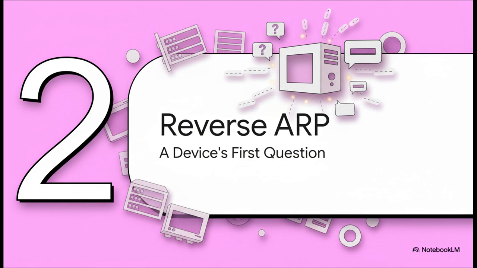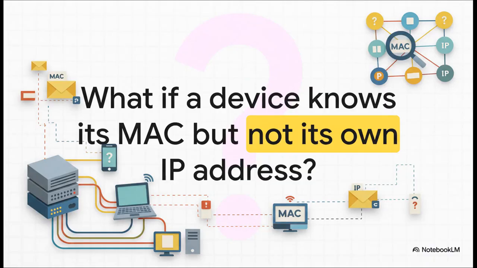But what about the complete opposite problem? What happens when a device boots up for the very first time and doesn't even know its own logical identity on the network? I mean, seriously, this is a device's very first question when it wakes up on a network. It's got this permanent, physical MAC address that's literally burned into its hardware, but it has absolutely no idea what its logical IP address is supposed to be. How in the world does it find out?